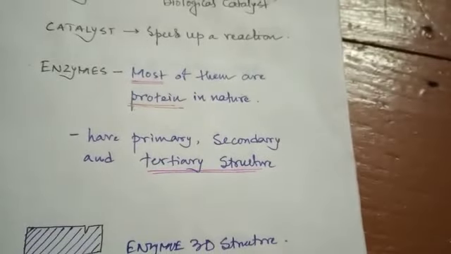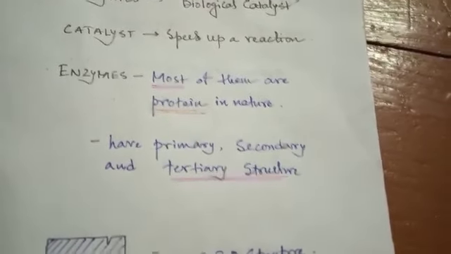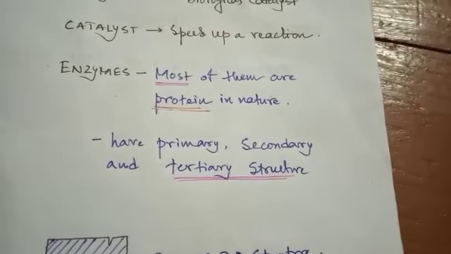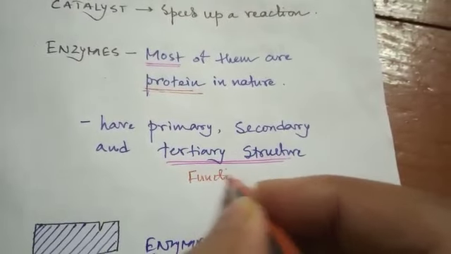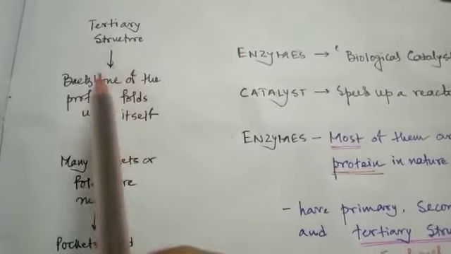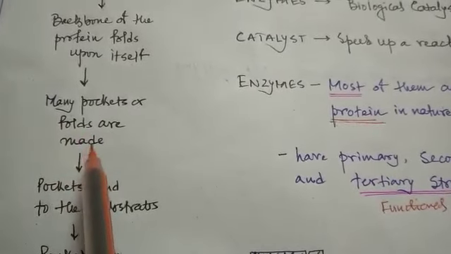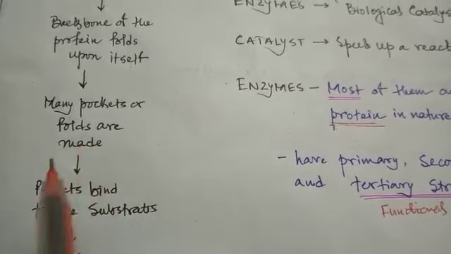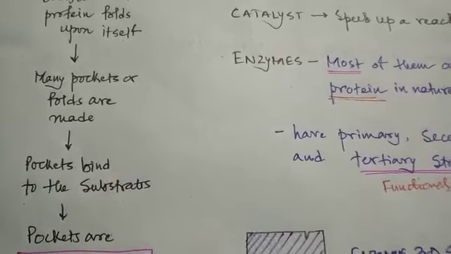Now, as we know, through different kinds of folding, which is a physical process called protein folding, the tertiary structure is formed. And this tertiary structure is actually the functional protein structure. Now, what happens in the case of the enzyme? The backbone of the protein gets folded upon itself, and as a result of the folding, they will have many pockets or folds or crevices in their 3D structure. And those pockets can do different kinds of things.